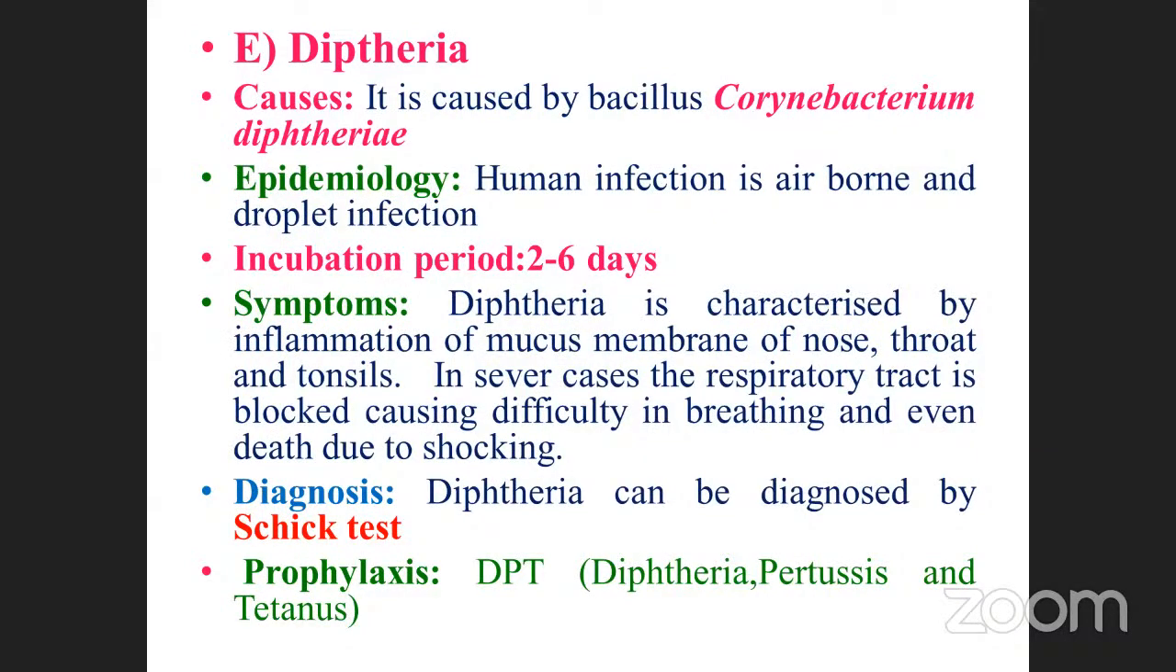Diagnosis: diphtheria can be diagnosed by which test? The Schick test. This is very, very important. Diphtheria, D, Schick, S, like that. You have to remember these things at the time of the examination. So diphtheria is diagnosed by the Schick test. Prophylaxis: diphtheria, pertussis, and tetanus, DPT, also called the triple vaccine. Note it down. This is very, very important.